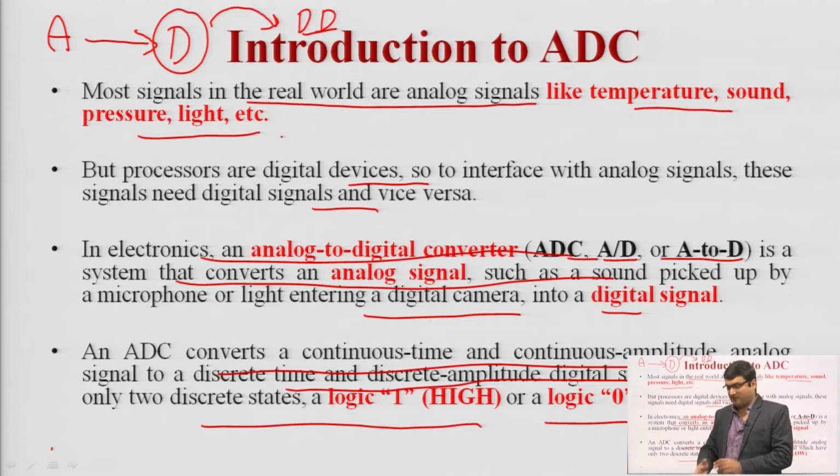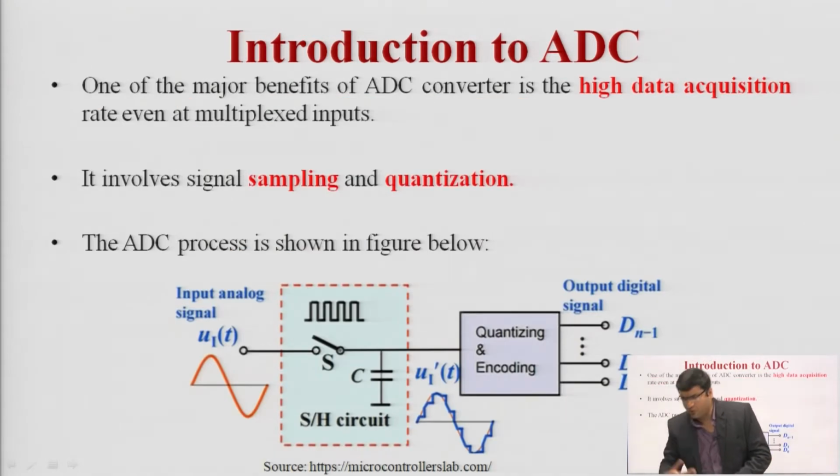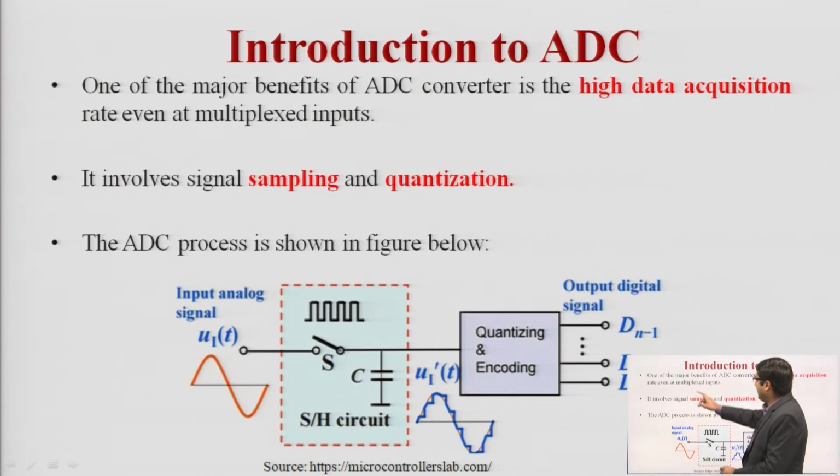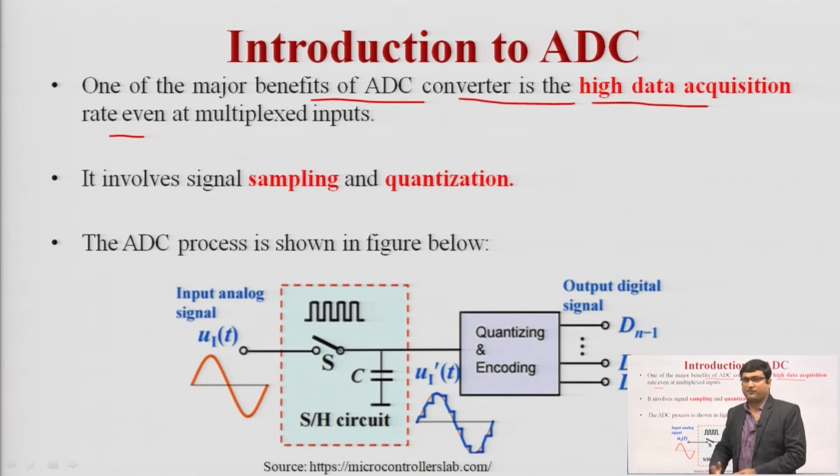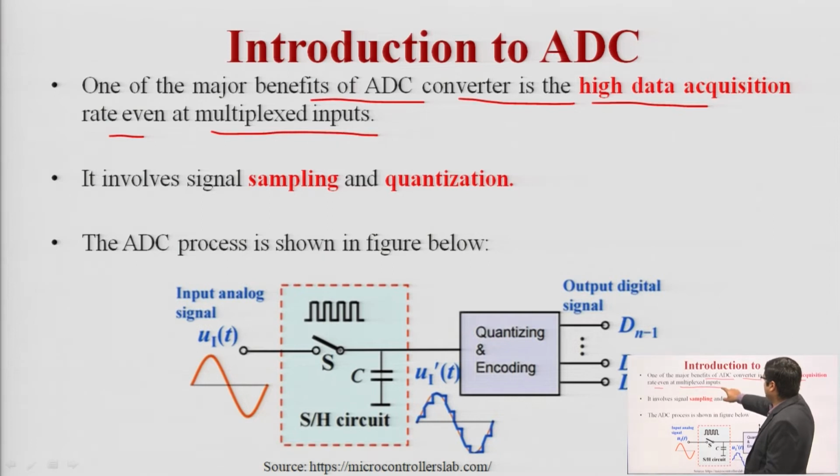So this is ADC. Now we will go into further details. One of the major reasons we use an ADC is the high data acquisition rate. We acquire data at a faster rate by using an A to D converter as compared to other devices, even with multiplexed inputs. The benefit of ADC is that we can sample and collect large data and convert it into a digital signal. Basically, it involves sampling and quantization.